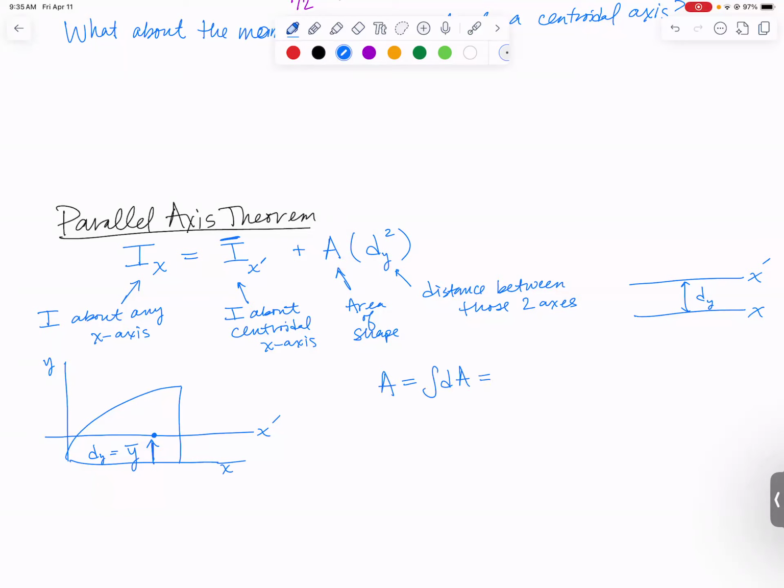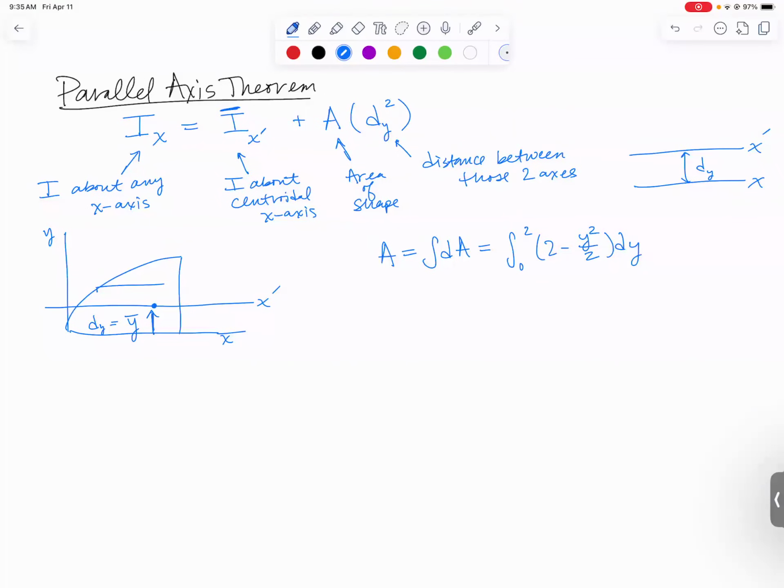If I'm just going to keep using dy here, going from 0 to 2, it's (2 minus y squared over 2) dy. There's our horizontal strip. That is dy, and this width here is 2 minus x, but x was y squared over 2. We have an equation for the area. We can evaluate that. That's just 2y minus y cubed over 6, evaluated from 0 to 2, comes out to be 2.67 square meters.